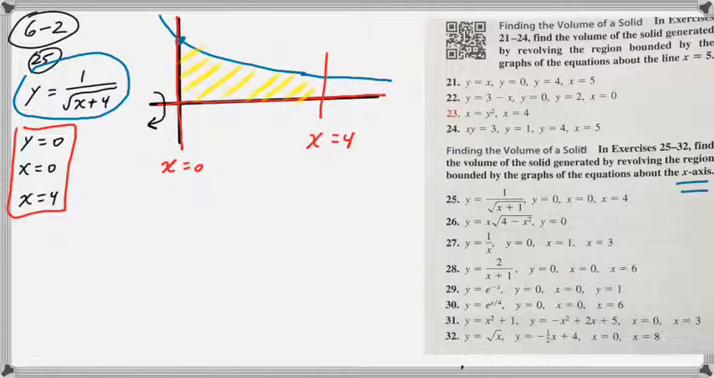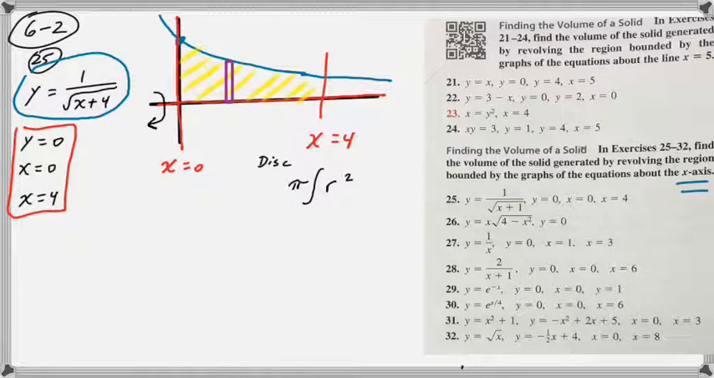To find this volume, you have to make a sample rectangle. If I revolve just this rectangle, first off, I usually ask, does the rectangle touch the axis of revolution? It's revolved around the x-axis. Does the rectangle touch the x-axis? Yes. Because of that, that means it's the disk method.